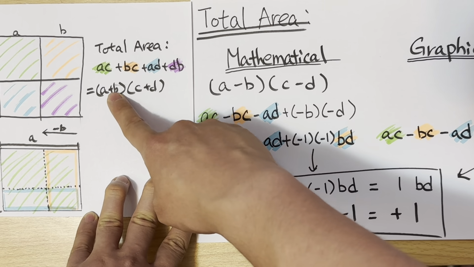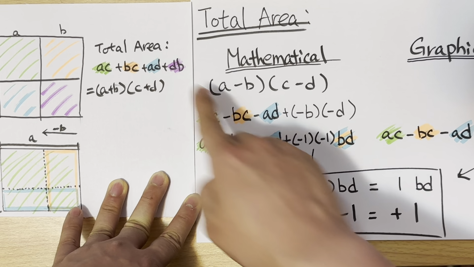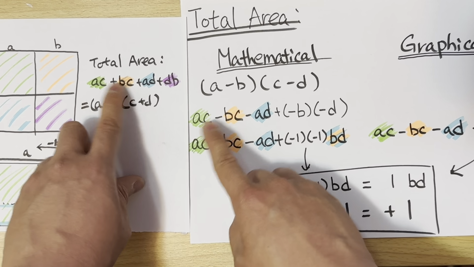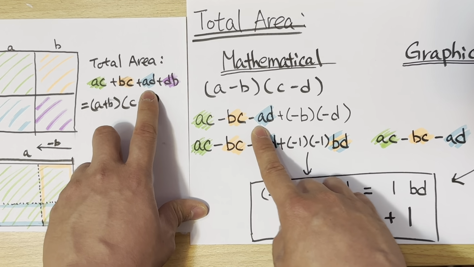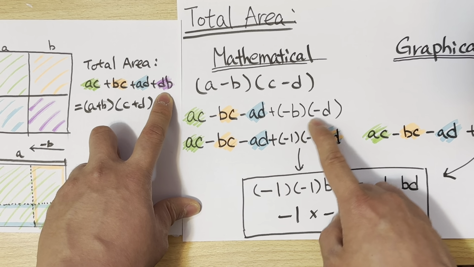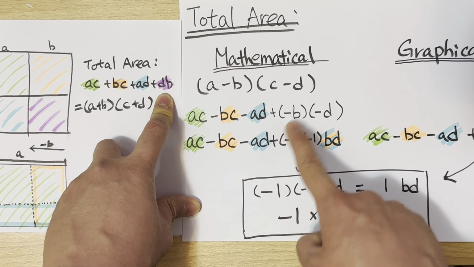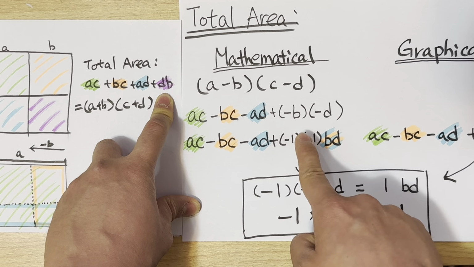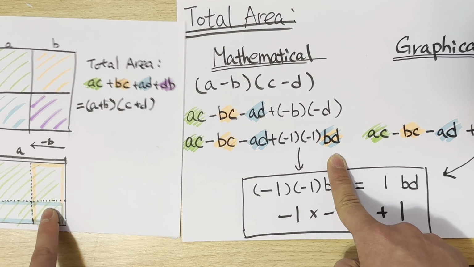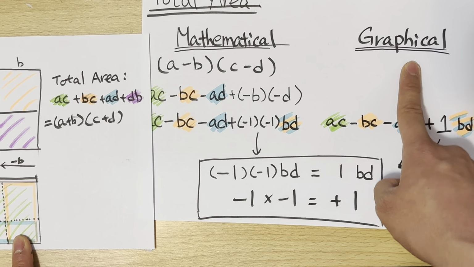Okay, the first part we need to understand is the mathematical form. We substitute B with a negative value, so that the total area equation can be written in this form: AC minus BC minus AD, and then plus -B times -D. We can extract the -1 here and extract the -1 from the -D here, such that we have this equation of the area in mathematical form. Okay, next part we look at the graphical form.